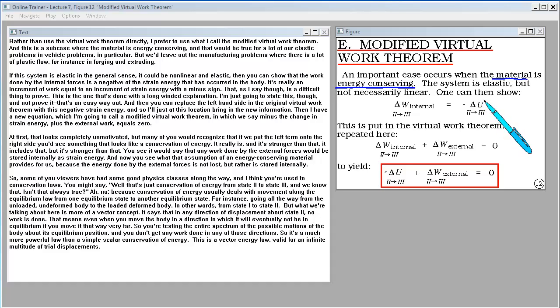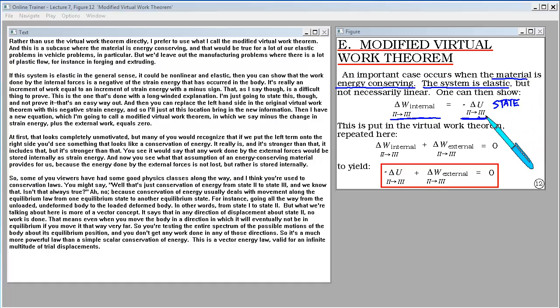If this system is elastic in the general sense, it could be nonlinear and elastic, then you can show that the work done by the internal forces is a negative of the strain energy that has occurred in the body. It's really an increment of work equal to an increment of strain energy with a minus sign. That, as I say, though, is a difficult thing to prove. This is the one that's done with a long-winded explanation. I'm just going to state this, though, and not prove it. That's an easy way out.